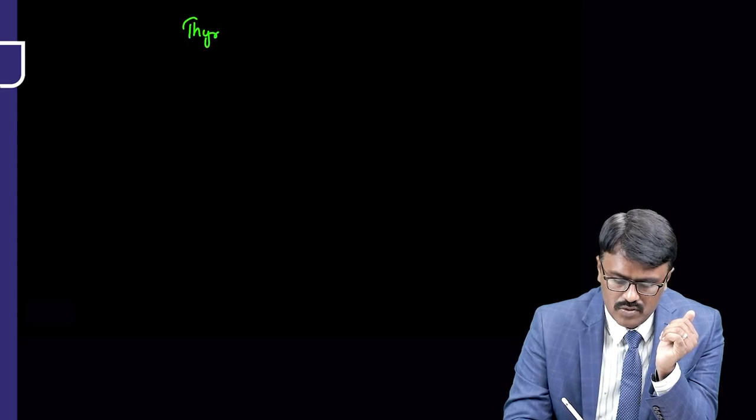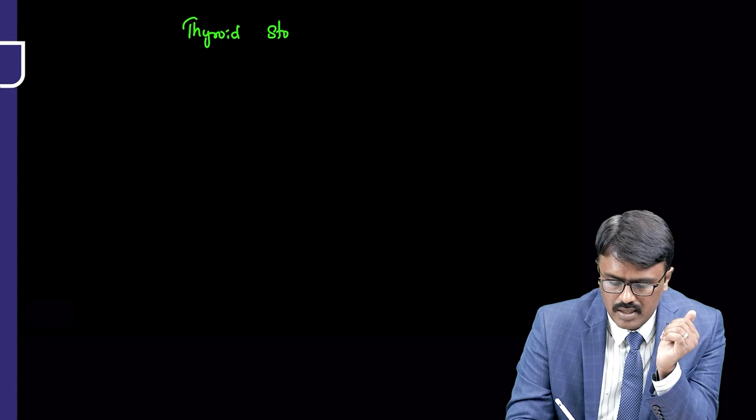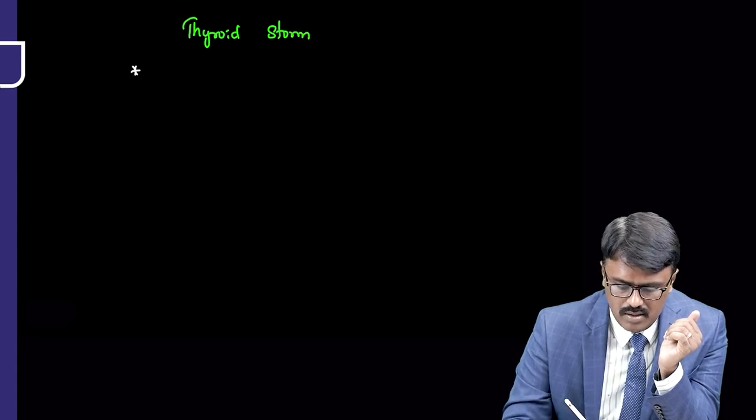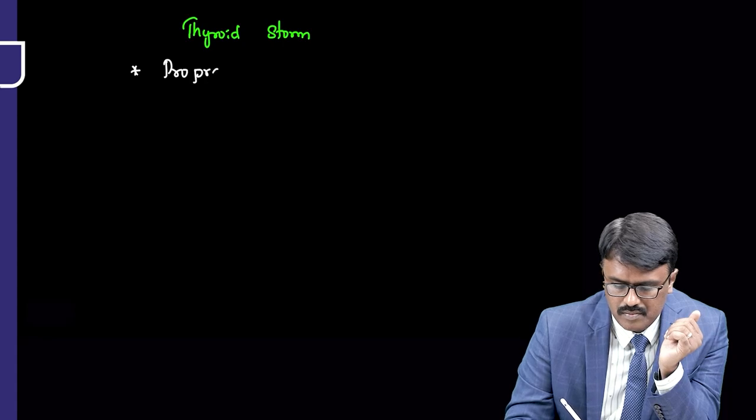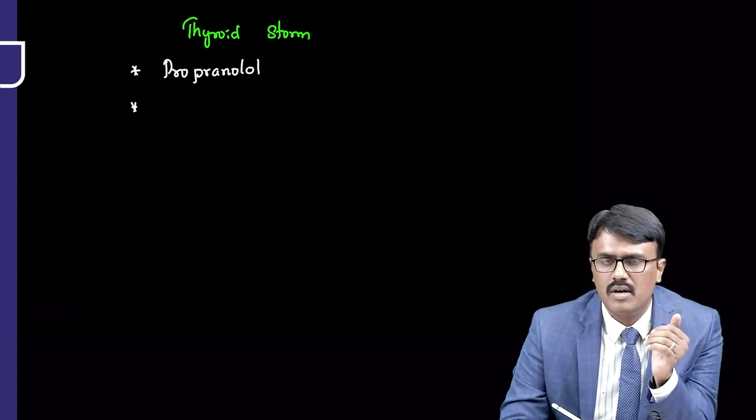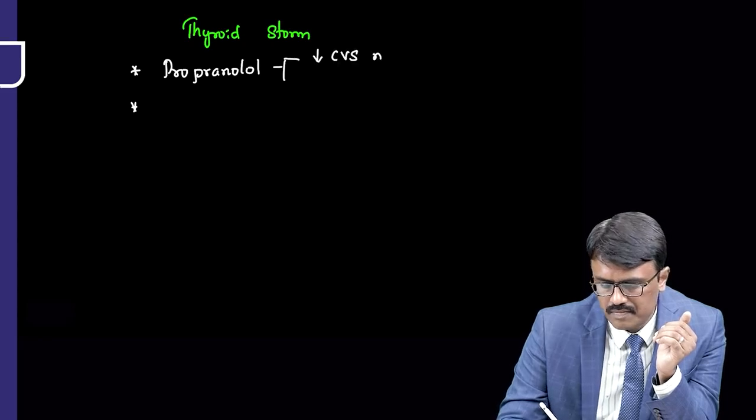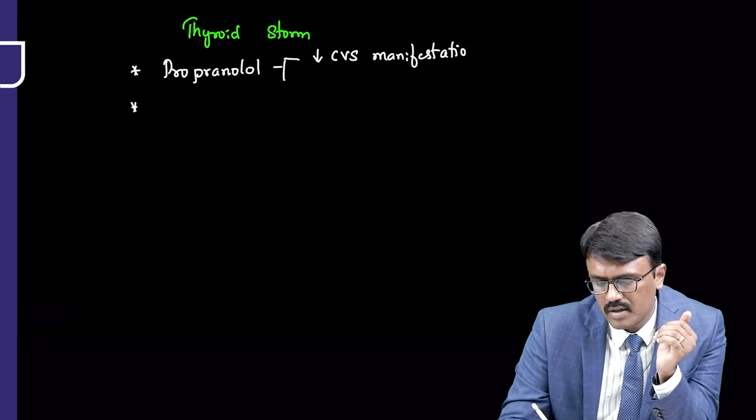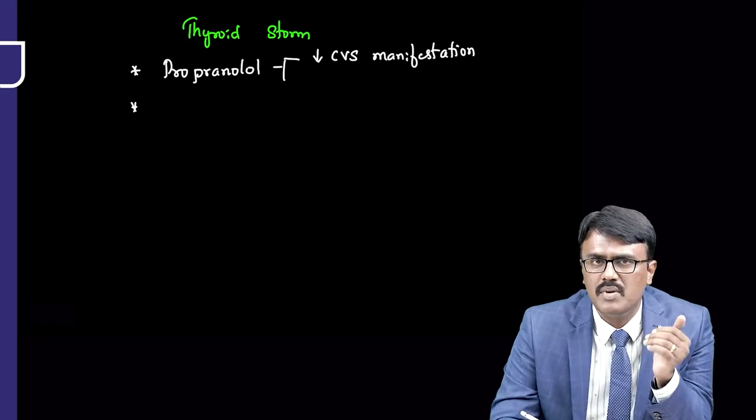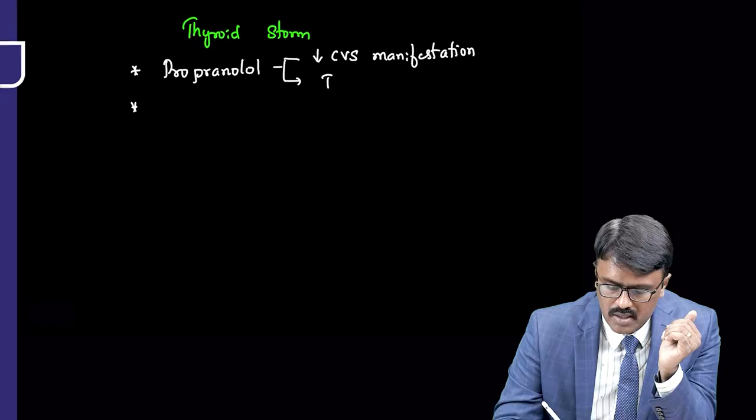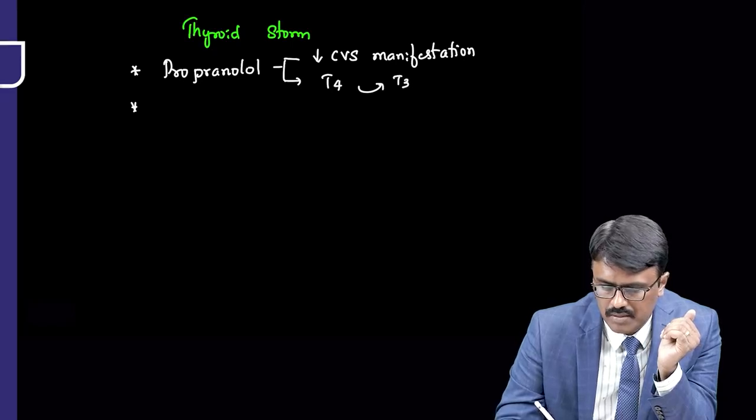Now one more thing you can be asked: what are the drugs used in thyroid storm? Suppose there is a thyroid storm, what are the drugs used? In thyroid storm, the drug used is propranolol. Why do we use propranolol? Propranolol is a beta blocker, so it does two things. It decreases the serious manifestations caused by thyroxine, which can cause increased heart rate, increased BP, and arrhythmia. And it also inhibits the conversion of T4 to T3.